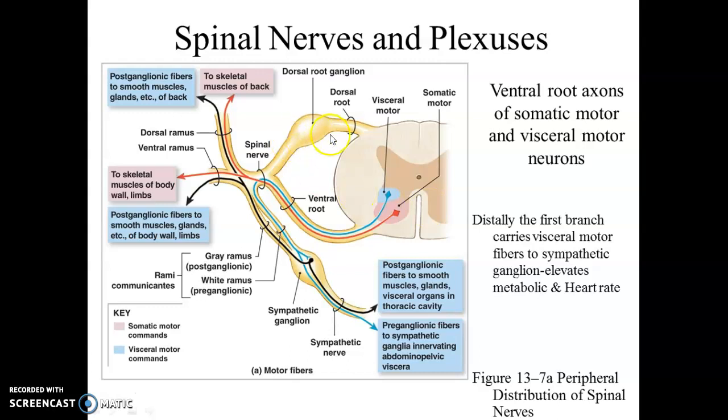It looks like this. You've got the dorsal root with the ventral root coming together to form a mixed nerve called the spinal nerve, right about at the IVF.